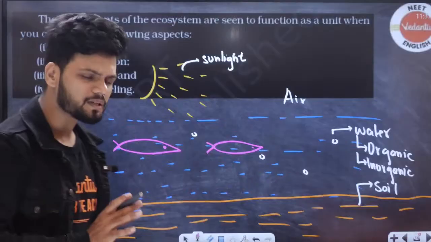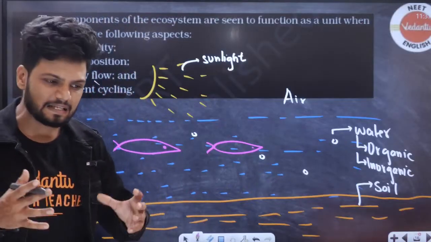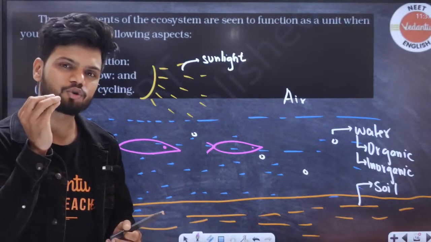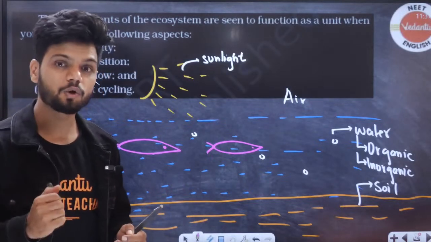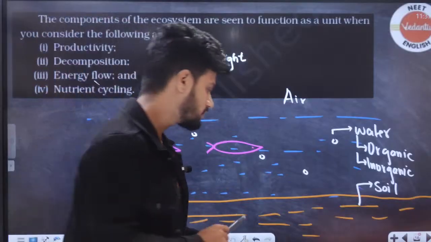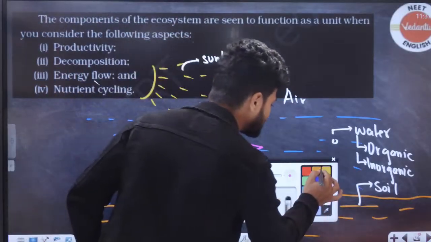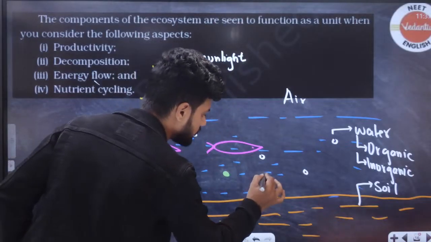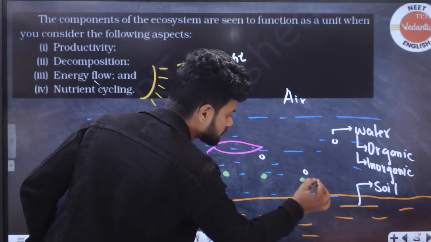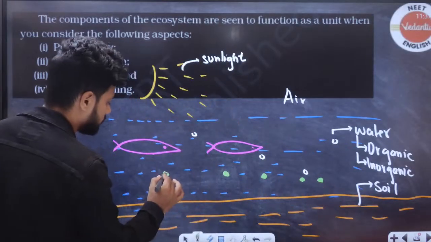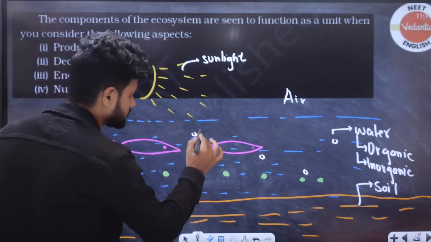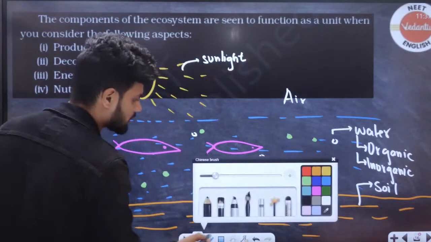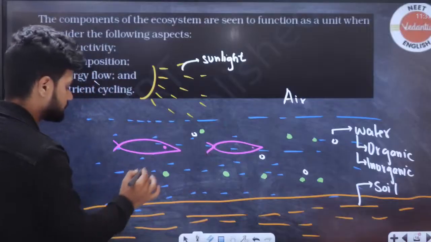Now students, in any type of ecosystem, do we have these tiny microscopic organisms called phytoplanktons? Yes or no? We have these tiny microscopic phytoplanktons everywhere. Yes, we have phytoplanktons. Phytoplanktons are here. They are free floating. Okay, these are called your phytoplanktons.